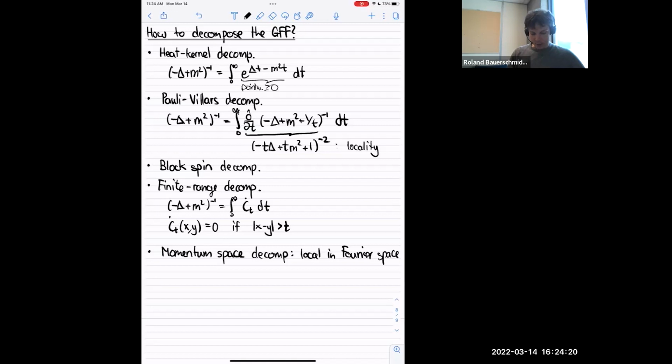The finite range, or the block spin picture or decomposition, has a nice property in the sense that it comes with an exact reduction of dimension. You go from single points to blocks, and so somehow the dimension of the problem gets reduced as you go on. I haven't explained what it is, but take my word for this: the finite range decomposition has a nice compact support in real space property, and the last one has a nice compact support in Fourier space property.